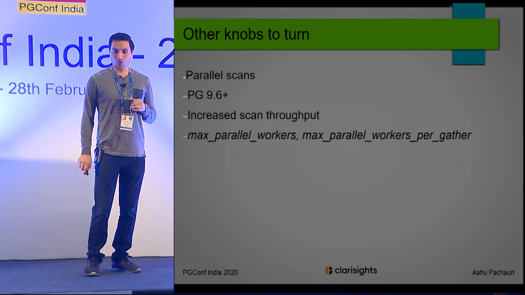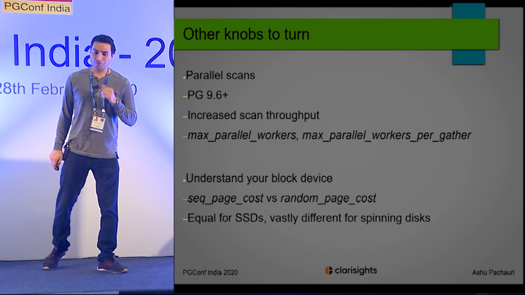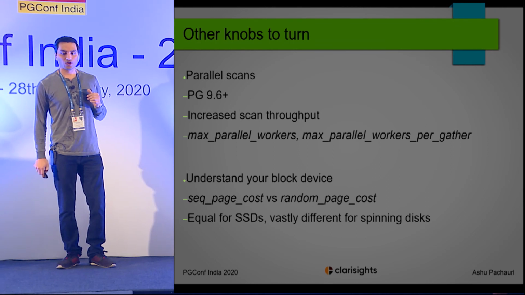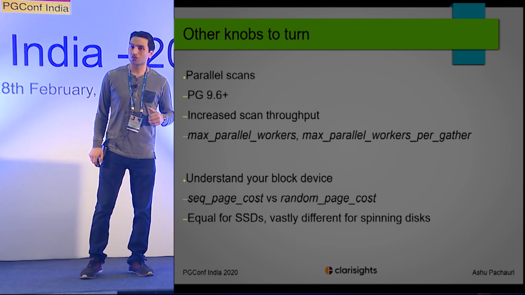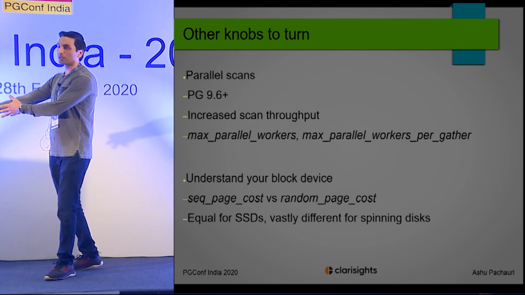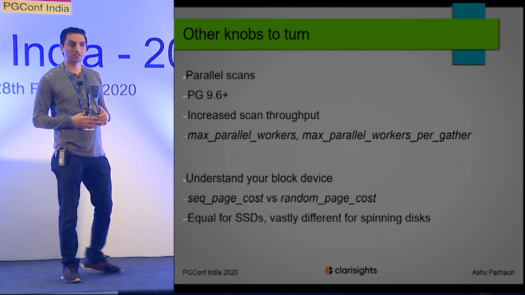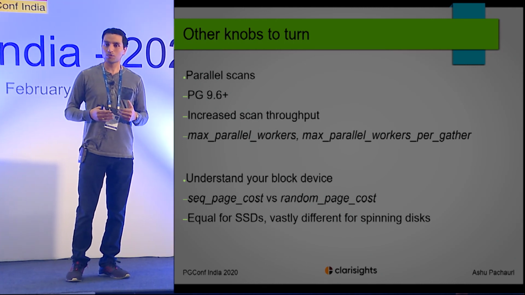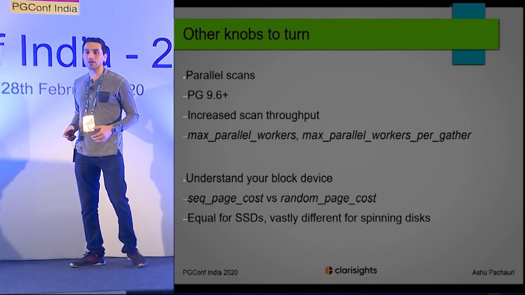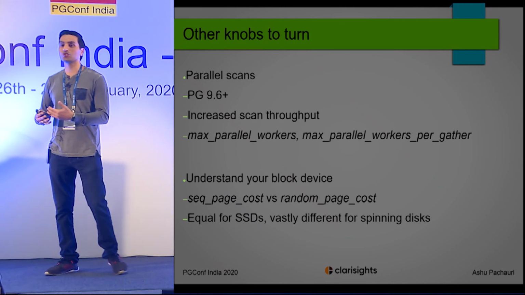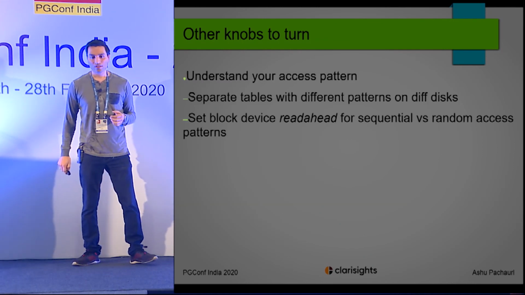There are a bunch of other knobs to turn. Again, I'll just skip over. This is something to be aware of: you need to tune the sequential page cost versus random page cost in Postgres if you are using hard drives versus SSDs. SSDs have a vastly different cost of accessing a random location compared to a sequential workload, unlike HDDs. So be aware of your block device.